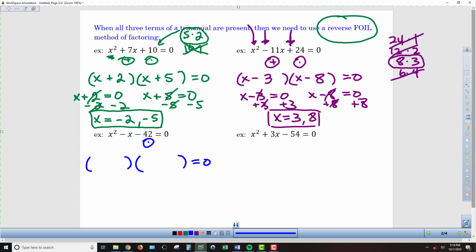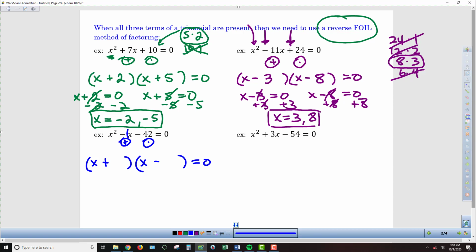So that tells me that I'm going to have one positive and one negative number. That's the only way I can multiply to make a negative. And then those two numbers have to add together to make that negative 1 that's in front of the x there. So just like on all the others, we're going to have x as the first piece in each of these sets of parentheses. Again, since we're multiplying to make a negative 42, I have to have one positive and one negative. So I've got that set up as well.